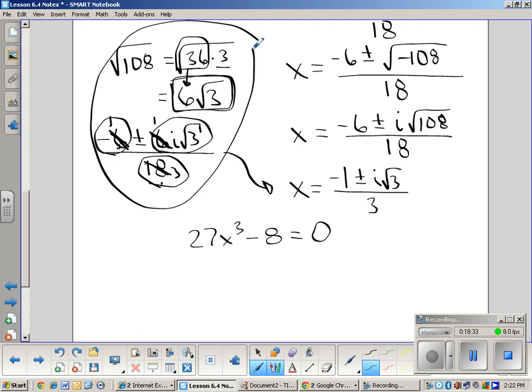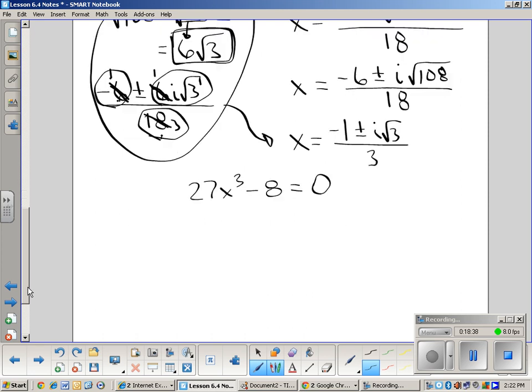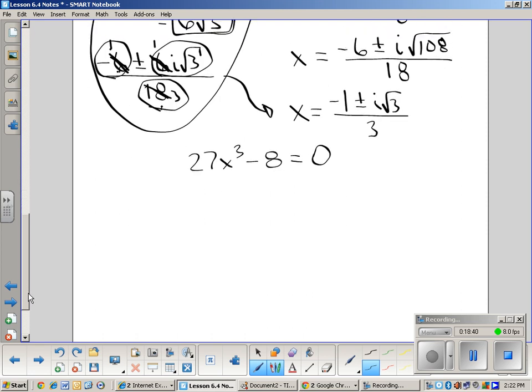And so when it comes time for the SAT, what you're going to have to do is, if the answers look like this, well, let's take the i out. Just say I had -1 plus or minus square root of 3 over 3, and you had -6 plus or minus 6 square root of 3 over 18. You work one of these out, work one of these out, and you'll get the same decimal value. So you'll know which one's the right one.